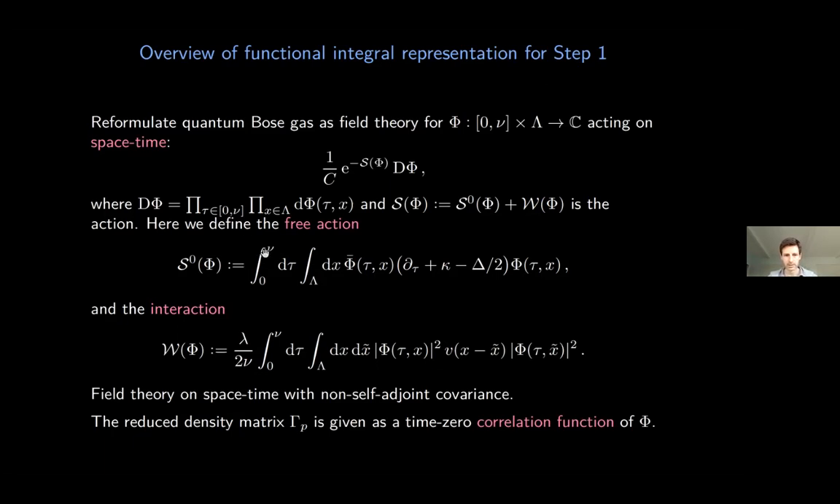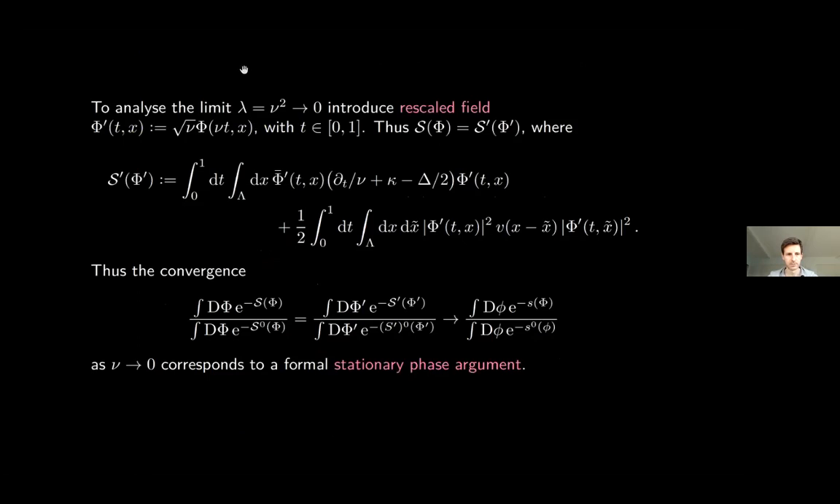So I will parameterize tau as nu times t. So that's what I do. I define a rescaled field in terms of a new variable t. I also rescale it by square root of nu, and I call this phi prime. And now t lives on the compact interval 0, 1. So then just by change of variables, S of phi is equal to S prime of phi prime. And here is my phi prime. So the interaction part is the same.